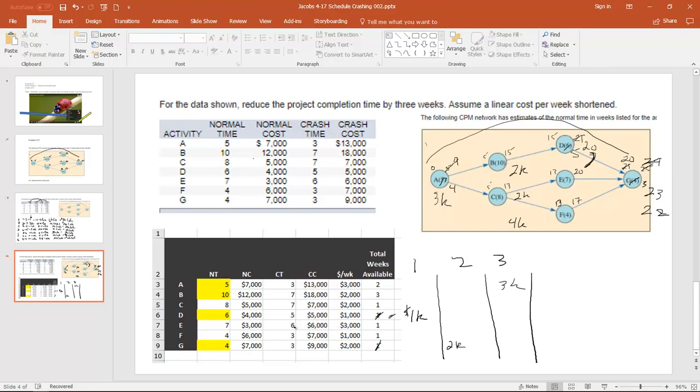So the total cost would be $1,000, $2,000, $3,000. 1 and 2 and 3 is $6,000. That's how you would do it. And you would have used D, G, and A. That's the solution. You should be able to find that type of solution for your homework problems.